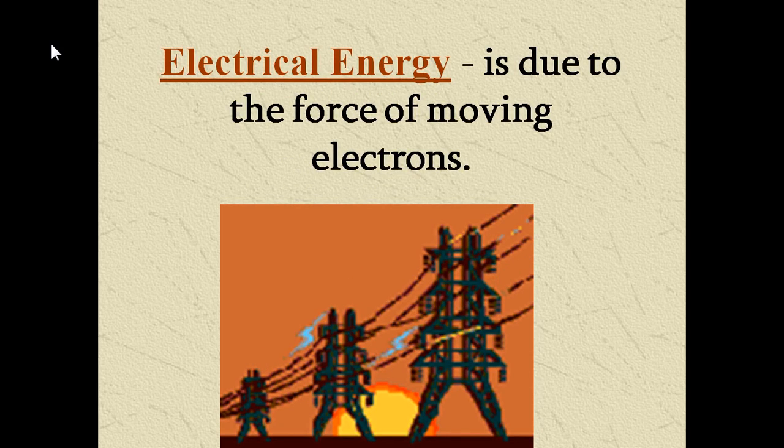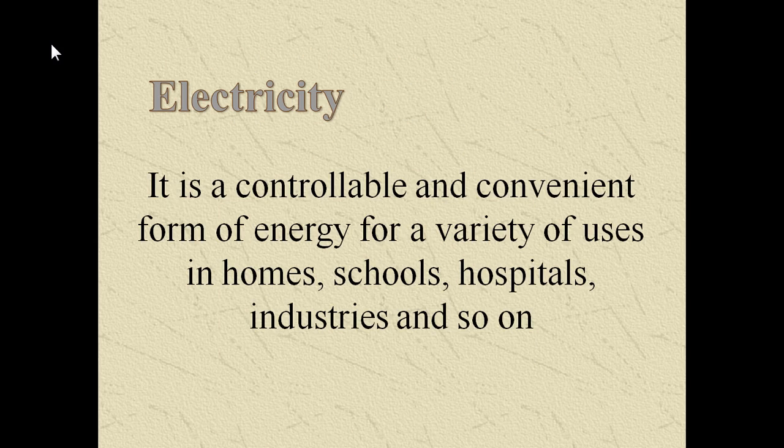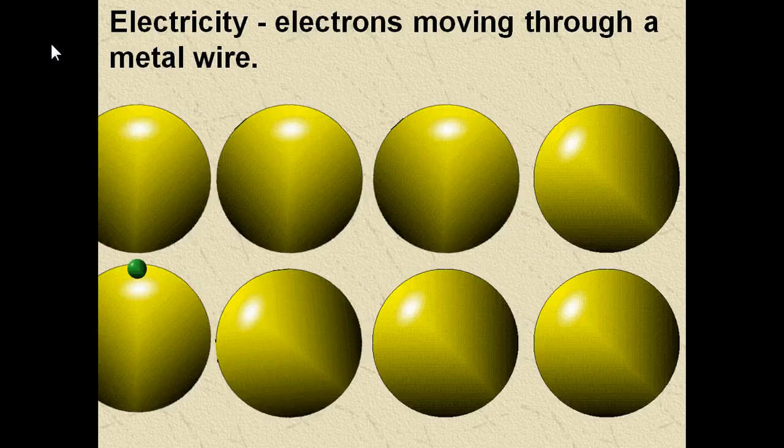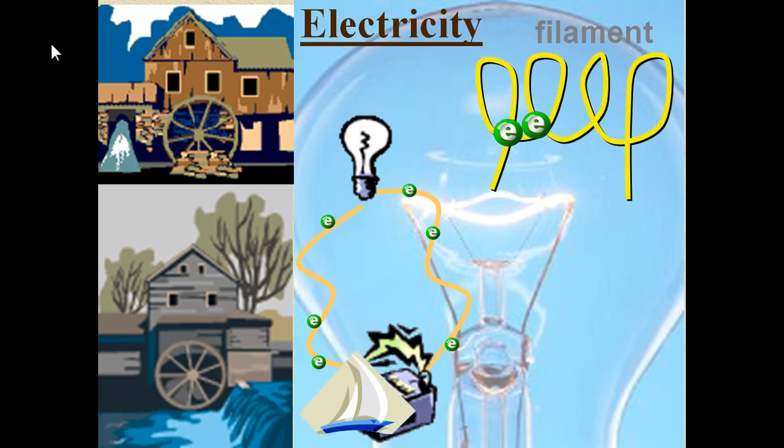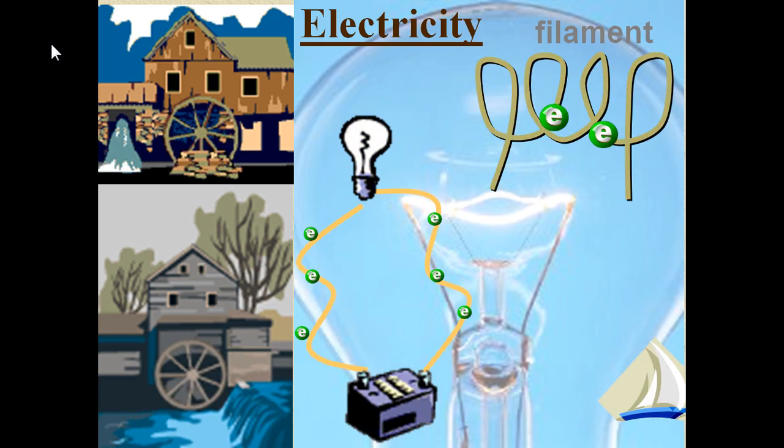We know that electrical energy is due to the force of moving electrons, but when this flow of electrons is controlled for a usable purpose, it becomes electricity. So electricity is a controllable and convenient form of energy for a variety of uses in homes, schools, hospitals, industries and so on. It is just the flow of electrons moving through a metal wire in a controlled manner. This electrical energy can be converted into another form of energy for a usable purpose.